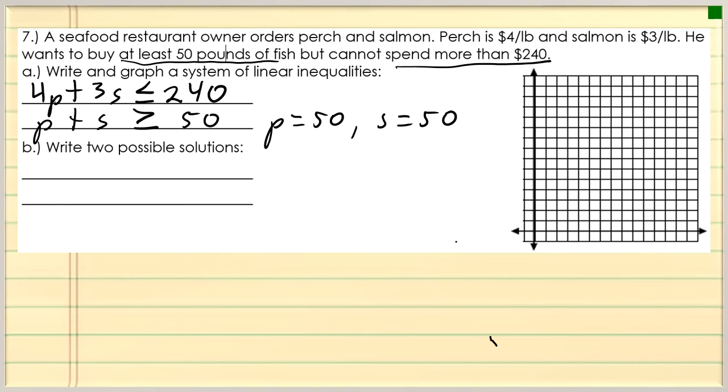So let's see. Perch, I'll make the x-axis, and salmon, I'll make the y-axis. Now, I need to get up to 50. I can't count by 1s. I don't want to count by 10s because I can count by 5s. I want to be able to spread it out as much as possible without needing to go on to the next county to plot these points. So I'm going to count by 5s. 1, 2, 3, 4, 5, 6, 7, 8, 9, 10. So 10 5s is 50.